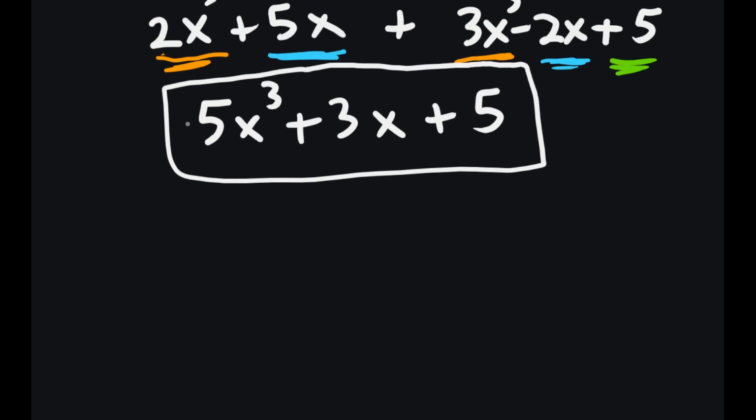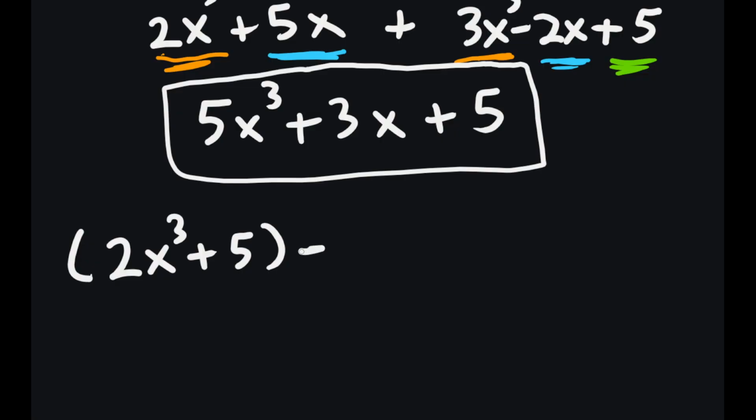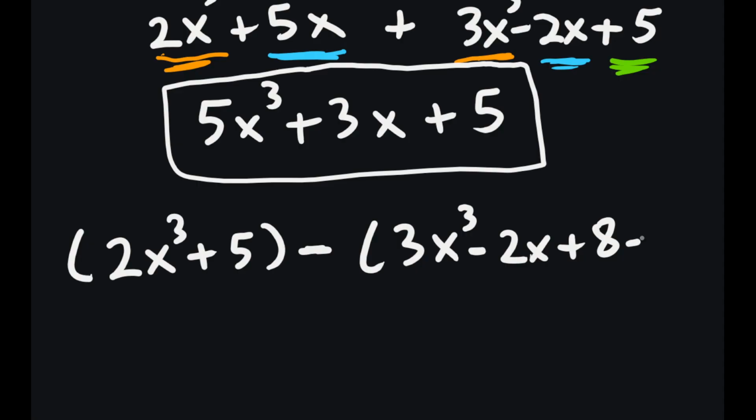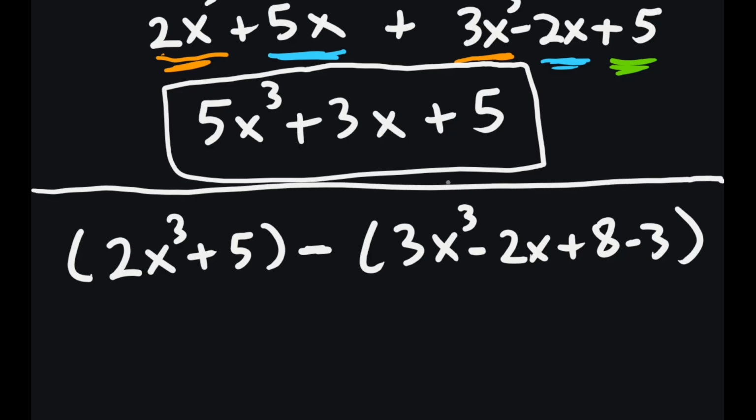So let's actually write down a very similar problem, 2x to the third plus 5x. But now, instead of adding both polynomials, we're going to subtract both polynomials. 3x to the third minus 2x plus 8 minus 3. Okay. So right here, we're going to be subtracting these two polynomials.